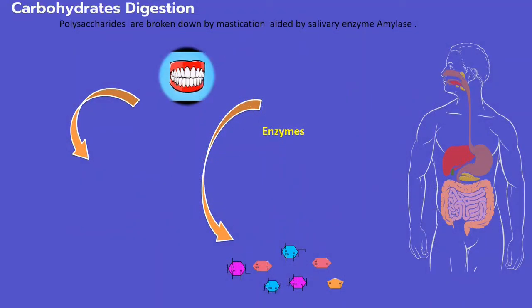Carbohydrates digestion. This digestion involves the conversion of polysaccharides and disaccharides into monosaccharides. Let us initially evaluate the pathway of food particles into the body.